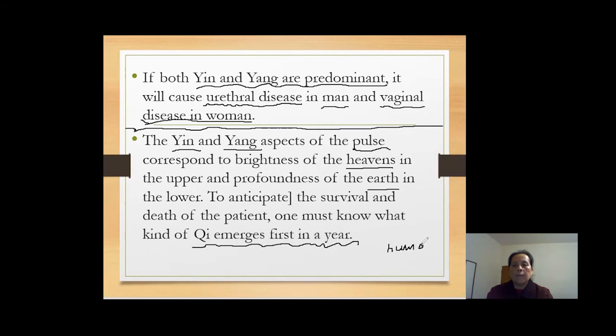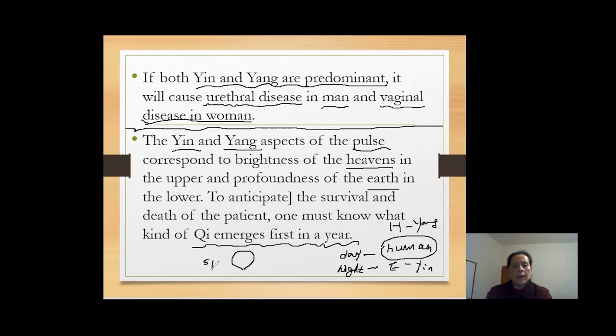So we're talking about human beings living in the universe. In the universe, we have heaven, we have earth. Certainly, heaven is tai yang. Earth is tai yin. We also have daytime, that certainly is yang time. We have night time, that certainly is yin time. So the human being is just in the center, but affected by the heaven, by the earth, by the daytime, by the night, and also in the year, the yin yang will be changing.